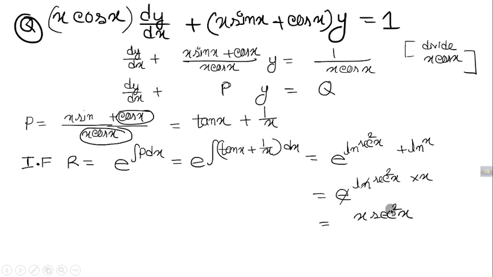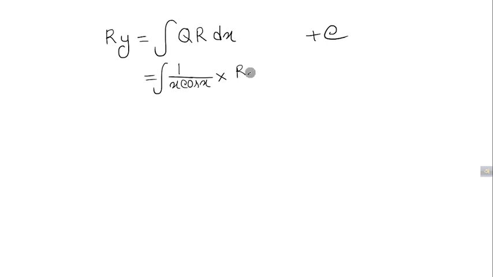I think I have made a mistake here. Yes, I have made a mistake here. If I integrate tan x, I will have ln sec x. Okay, so here I will have ln sec x. So r is equal to x sec x, so let's write x sec x here.